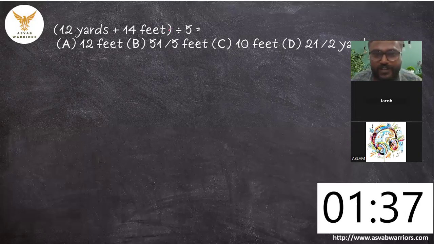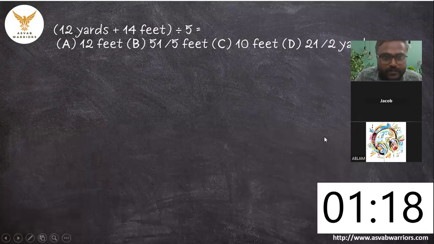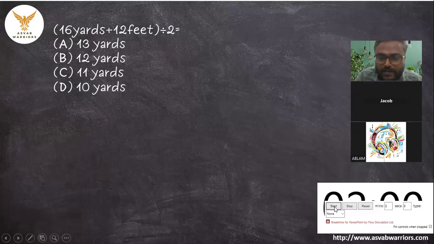Jacob got 10 feet. Ablam got 10 feet. That's awesome. You guys are solving this in 30 seconds. You're going to save a lot of time on these questions so that you can focus on some difficult questions in your math knowledge part. Let's move on to the next question. Here is the next question. Your time starts now.